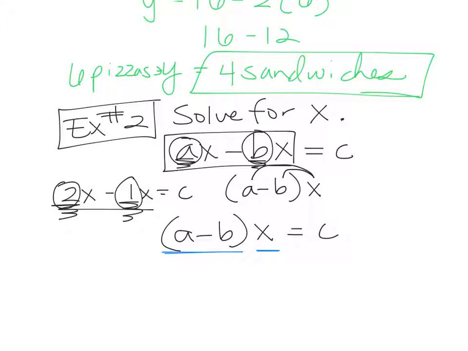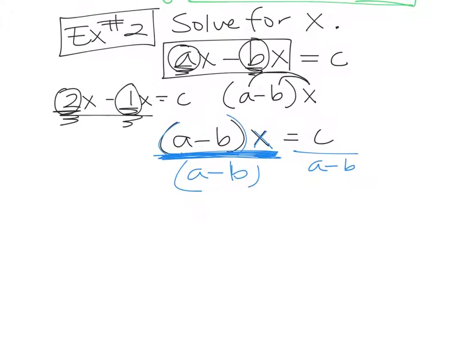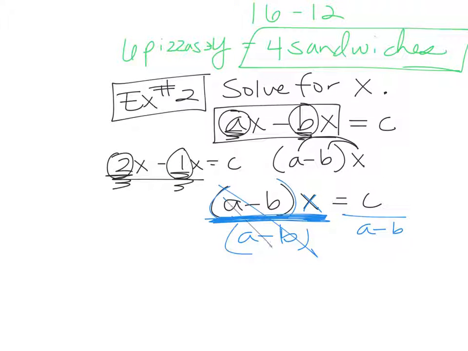Okay, let's finish this one and we'll do another one just like it. What are we doing between these two? We're multiplying, right? If you put parentheses, we're multiplying those, okay? So if I'm multiplying right now and I want to get x by itself, what's the opposite of multiplying? Divide. So we're going to divide by a minus b on both sides, okay? So you're going to get this canceled. a minus b divided by a minus b is 1, right? You're left with x equals c over a minus b.